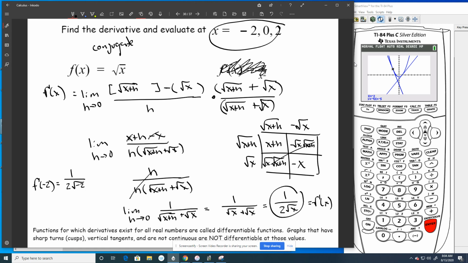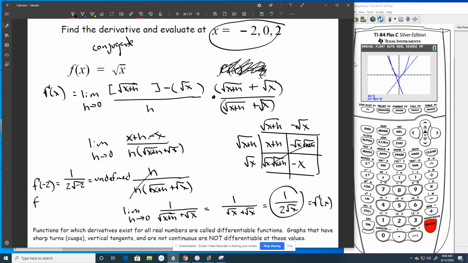Root -2, I can't take the root of a negative number. That's an imaginary number. So this one, I'm not allowed to do that. So this one does not exist. Well, it's undefined. That's a better word to use. There is no slope at that point.